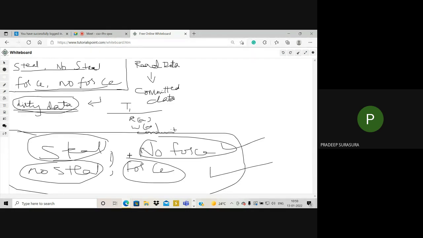So in tomorrow's class, we'll discuss the ARIES algorithm and the WAL protocol if possible. The ARIES algorithm stands on two concepts called steal, no force, and no steal, force. So this is one concept, the other one is this concept. Based on these concepts only, we will learn about the ARIES algorithm.